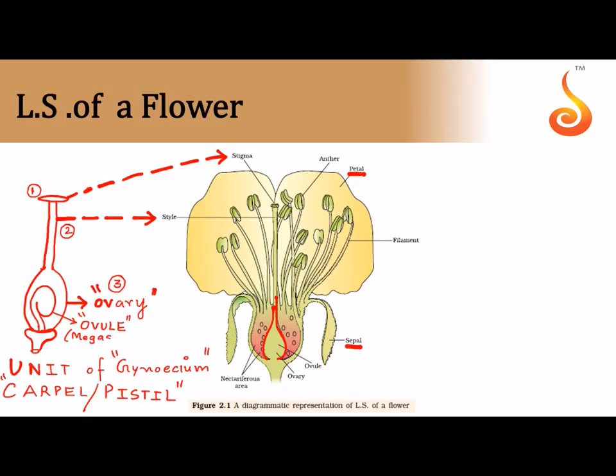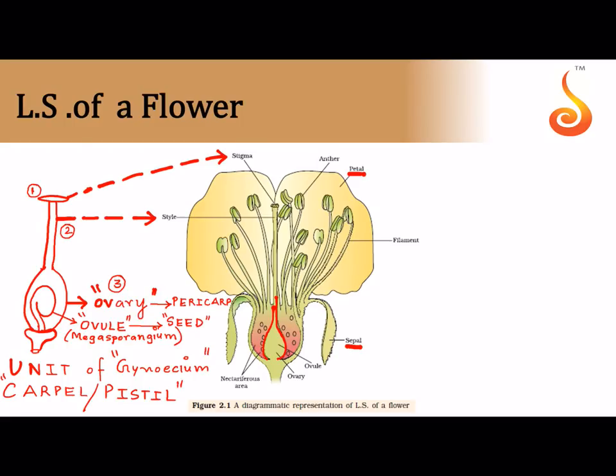The technical term for the ovule is the megasporangium. So sitting inside the ovary is nothing but the ovule. If you remember from the chapter of reproduction in organisms, we had seen that the ovary wall becomes the fruit wall. The wall of the fruit is referred to as the pericarp, and the ovule after fertilization becomes the seed.